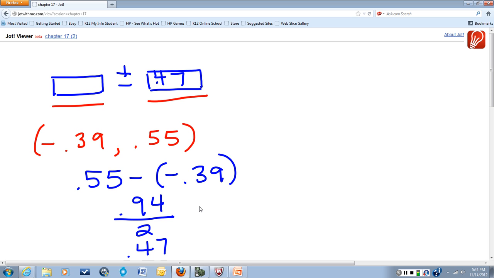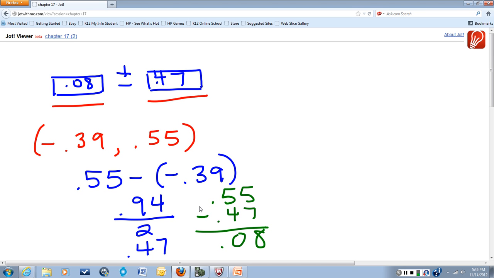And then we either add that to the -0.39, or we subtract that from the 0.55. I'll switch colors so it's a little bit easier to see. 0.55 minus 0.47 is going to give us 0.08. And that will be our mean, our estimate for our difference of means in this particular problem.